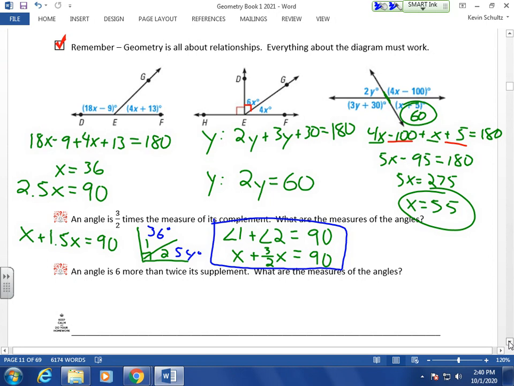The next one I'm going to have you do on your own here says an angle is 6 more than twice its supplement. So this time, instead of equaling 90, our two angles equal 180. Okay? Again, we have angle 1 and angle 2. We know that angle 1 plus angle 2 is equal to 180, and we know that one angle is 6 more than twice the other one. Like we did here with this x plus 3/2 x, you've got to figure out how you're going to represent that as an equation. What's the measure of angle 1? Assign it a variable, and then go for angle 2.